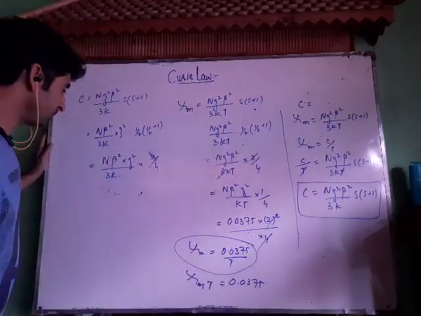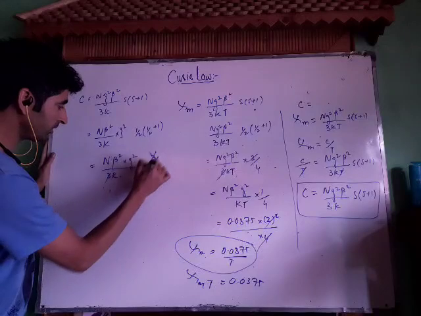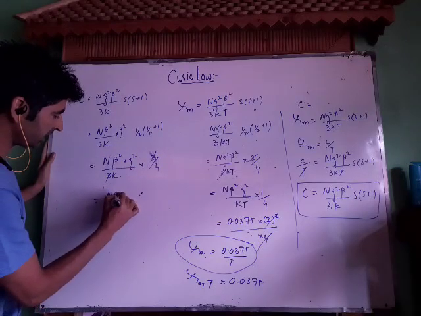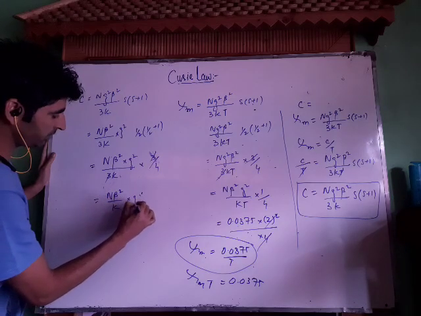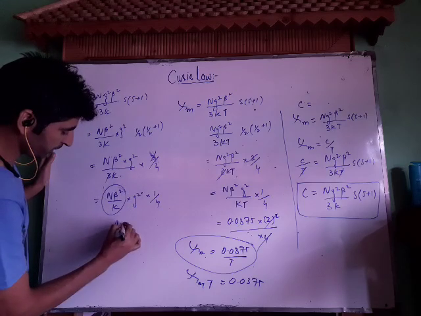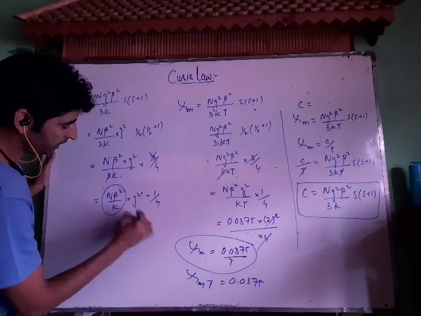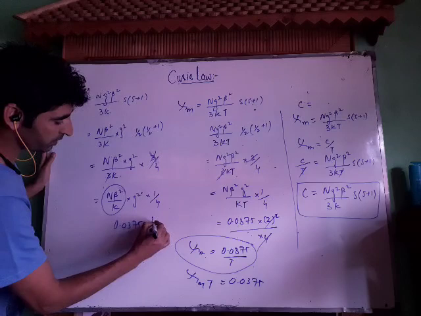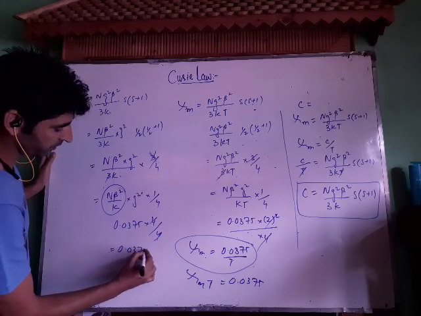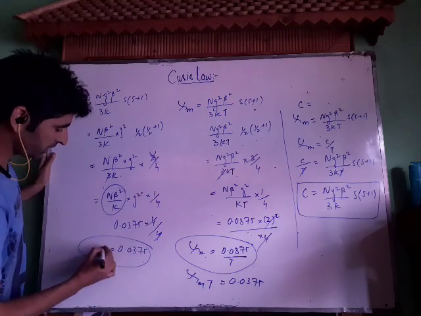Now see what happens over here. This 3 and 3 will go. Curie constant will come out to be n beta square divided by k into g square into 1 by 4. Now this thing is equal to 0.0375 into g square. G is 2, that is 2 square, that is 4 by 4. It comes out to be 0.0375. This is Curie constant.